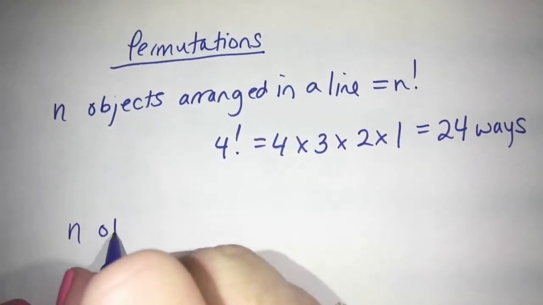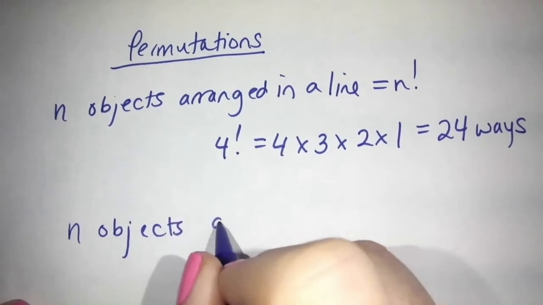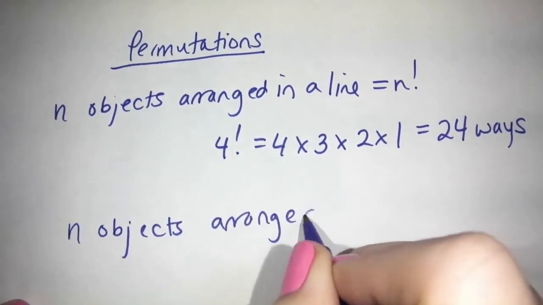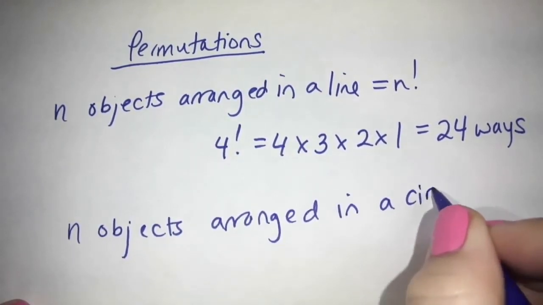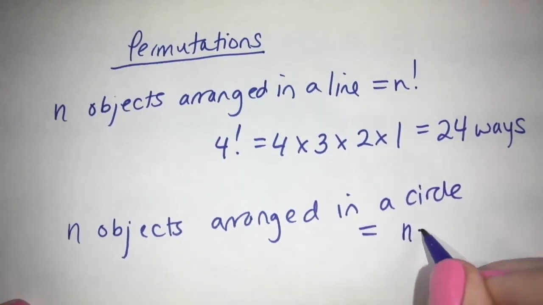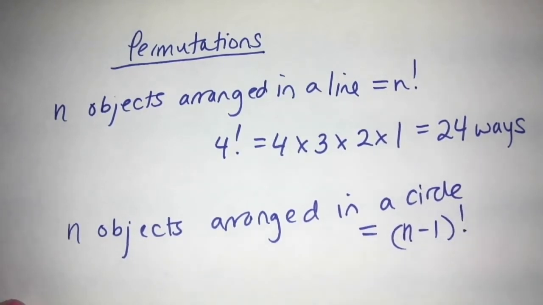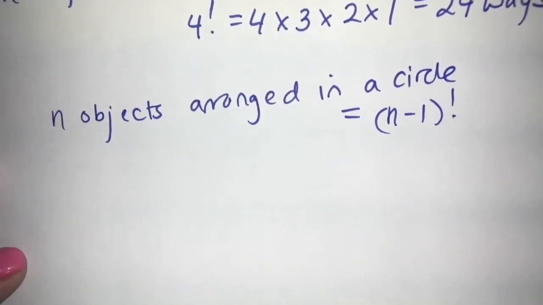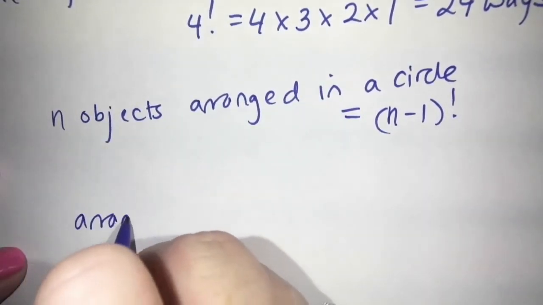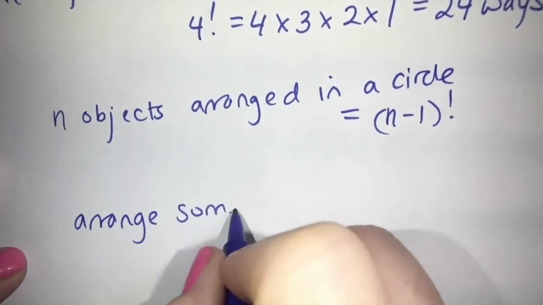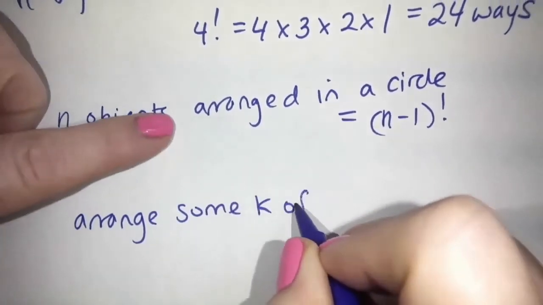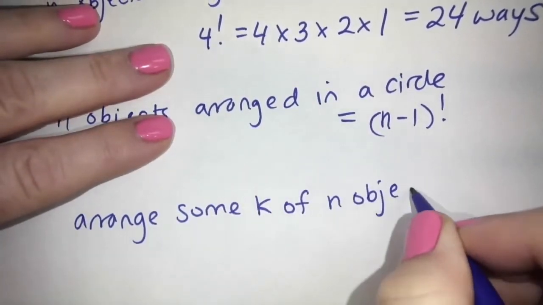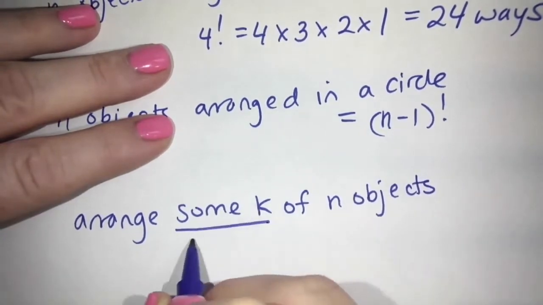If we have n objects arranged in a circle, then what you want to learn is n minus 1 factorial. Now there are 2 other cases that we'll talk about in this section. If we want to arrange only some of the objects, so we say some k of n objects. So some of the objects.